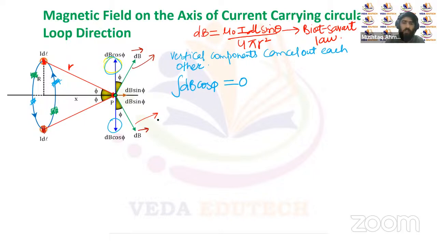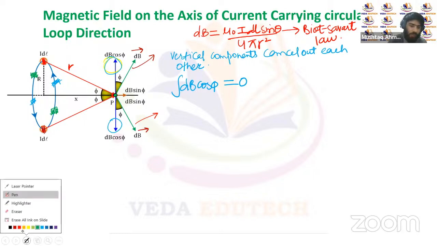So it means it will be only the sine component, dB sine phi, that will contribute to the total magnetic field here at this point P. Let's now try to calculate that total magnetic field at this point P.